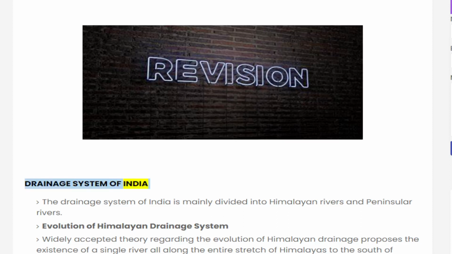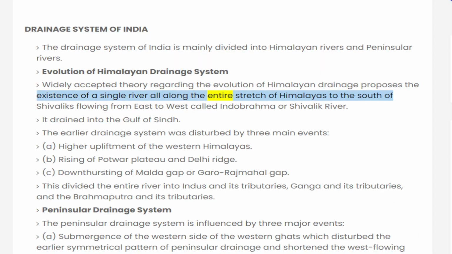Drainage system of India. The drainage system of India is mainly divided into Himalayan rivers and peninsular rivers. Evolution of Himalayan drainage system. The widely accepted theory regarding the evolution of Himalayan drainage proposes the existence of a single river all along the entire stretch of the Himalayas to the south of the Shivaliks, flowing from east to west, called Indobrahma or Shivalik River. It drained into the Gulf of Sindh.